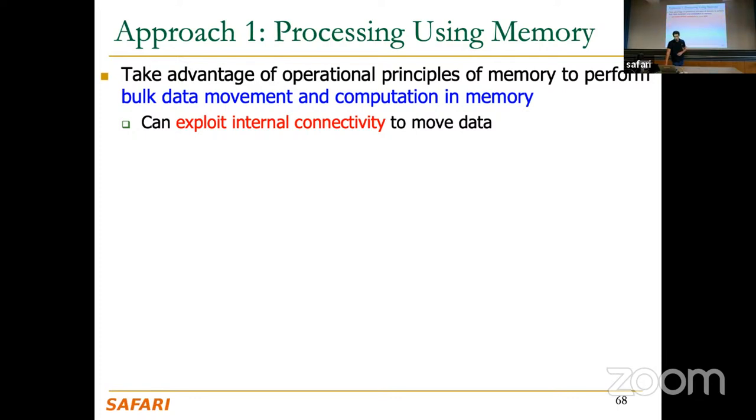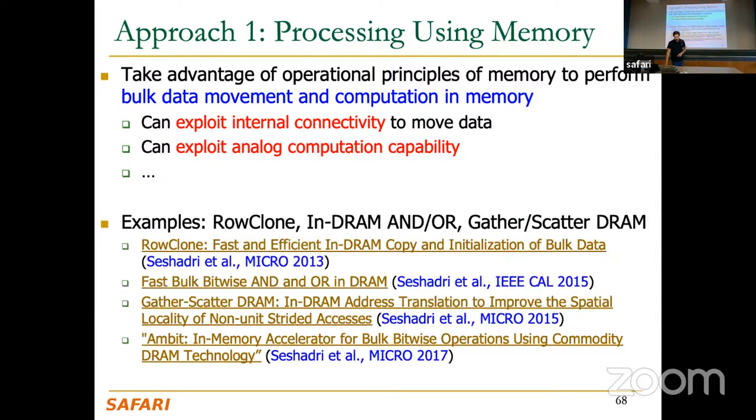You'll see the row clone very soon, actually in the next slides. Very good example of how we can move data without going out of memory. And we will also be able to exploit the analog computation capability. Ambit is a good example of that, and we are also going to cover it as well. These are some of the papers that follow this processing using memory approach.